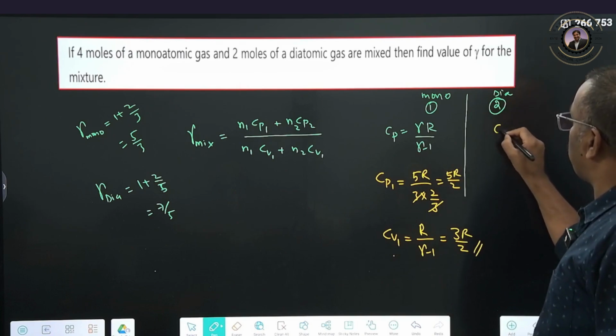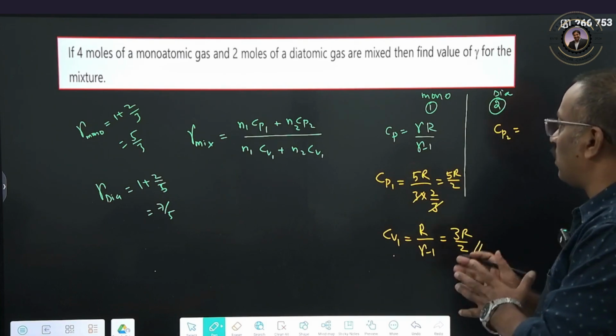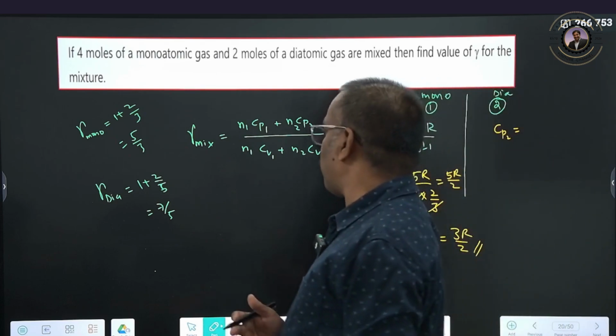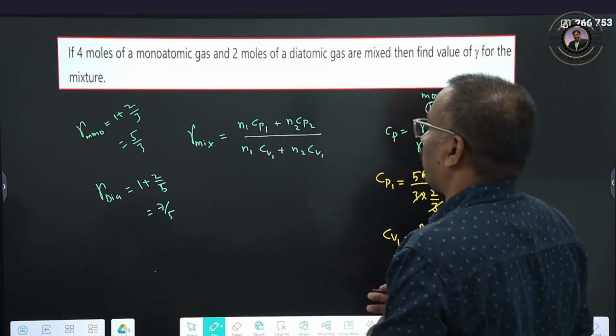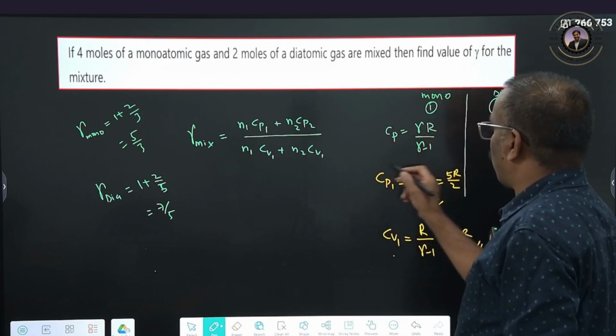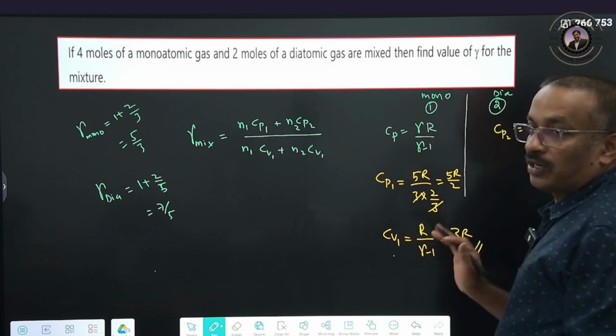Similarly Cp2. These all are the values you need to remember now. How will you remember? If you frequently do the questions, you will be able to remember these values. For your convenience I am trying to explain it. So next time onwards we will use these values directly. For monoatomic the Cp value is 5R by 2, so the Cv value is 3R by 2.